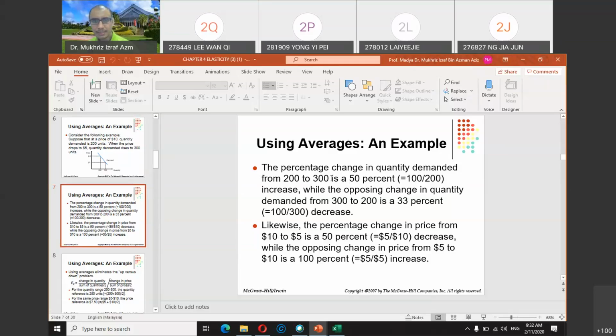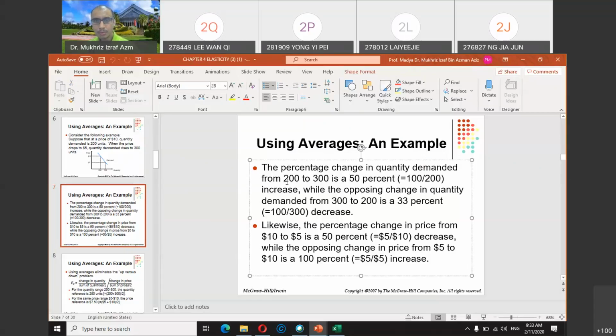300 minus 200, divided by 200, you get a 50% increase. That means 300 minus 200 gives you 100, divided by the old value 200. So the change is basically new minus old, divided by old. New 300 minus old 200, you get 100, divided by the old value which is 200. It's just a simple formula, I'm sure you know by now how to calculate percentage change, so you got 50%. But if you look from the other aspect, if you increase the price, the quantity will drop.